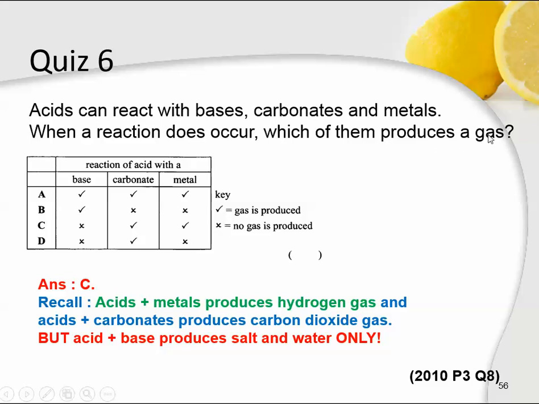Now, to produce a gas, it can be carbonates because it produces carbon dioxide, and acid reacts with metal to produce hydrogen, but acid reacting with base only produces salt and water. So you should look under base, there's no reaction, carbonate there's reaction, metals reaction. So the answer is C. So please remember, acid plus metal produces hydrogen gas, acid plus carbonate produces carbon dioxide, but acid plus base produces a salt and water only. This is the definition of neutralization.